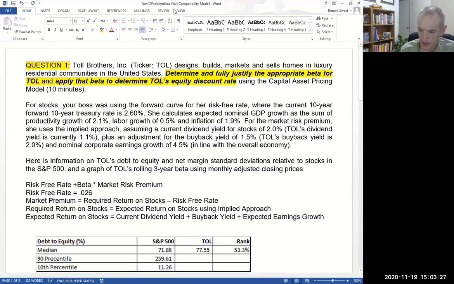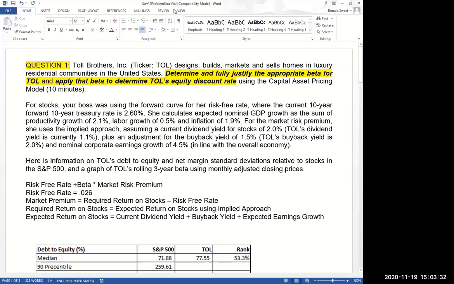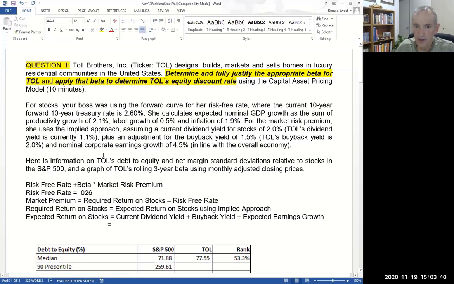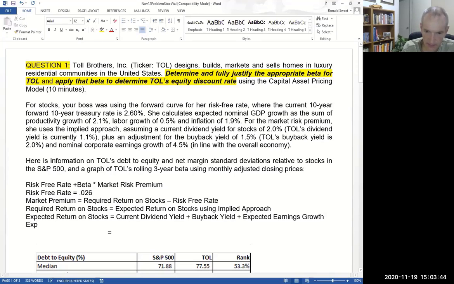I think she does that here. If I give it to you, then put that in there. So the current yield on stocks, she calculates expected GDP growth as sum of productivity. So the expected earnings growth, we'll put that in first. So expected earnings growth will equal expected GDP growth, which equals, well, she actually even in this case gives you the number. They just happen to be the same.